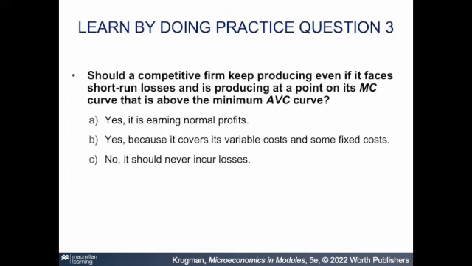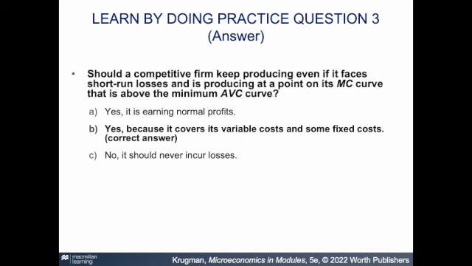Learn by doing practice question. Should a competitive firm keep producing even if it faces short-run losses and is producing at a point on its MC curve that is above the minimum ATC curve? A. Yes, it is earning normal profits. B. Yes, because it covers its variable costs and some fixed costs. Correct answer. C. No, it should never incur losses.